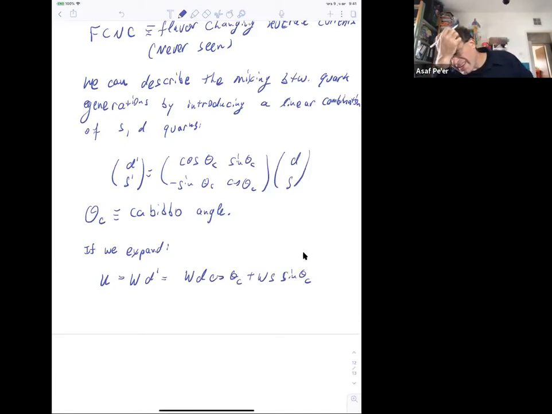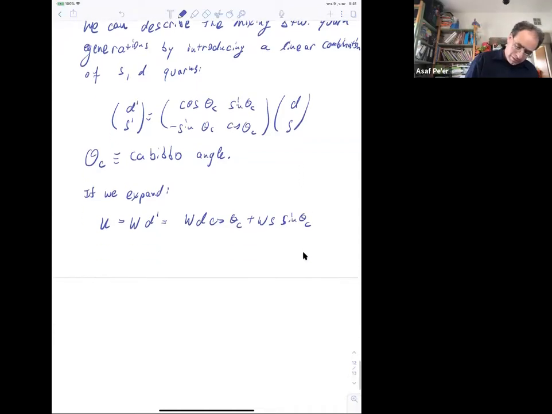So we have a way of treating the two different generations of the quarks, the D and the S, in a way that allows both of them to interact and produce an up quark. So we can have this interpretation as if we have three different couplings for the charged weak interaction.